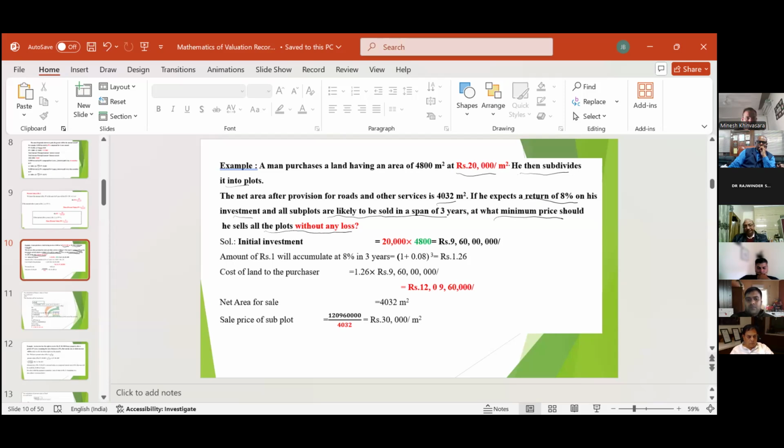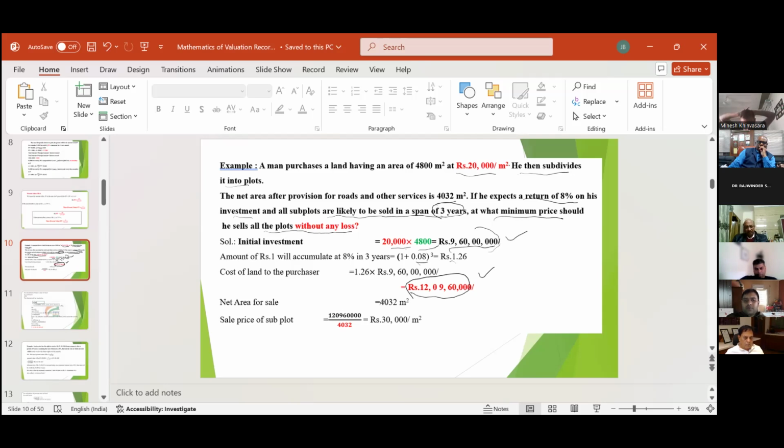Means he has an initial investment of 20,000 into 4,800, 9 crore 60 lakh. So from an accounting point of view, he has deposited this sum for 3 years. If he had deposited in the bank at 8%, he would have got 12 crore 9 lakh 60,000. So it means he should get at least this much amount, 12 crore 9 lakh 60,000.